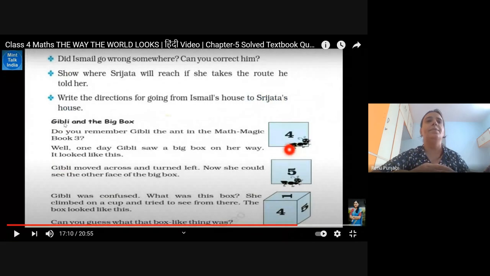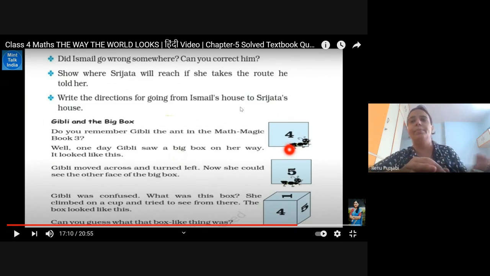Ghibli and the big box. Do you remember Ghibli, the ant in the Math Magic book? Children, they are saying that you learned about Ghibli and the box in your last class in grade 3. If you remember it, then well done to you all. So Ghibli saw a big box on her way. It looked like this. It was kept like this. Then Ghibli moves across and turns left.